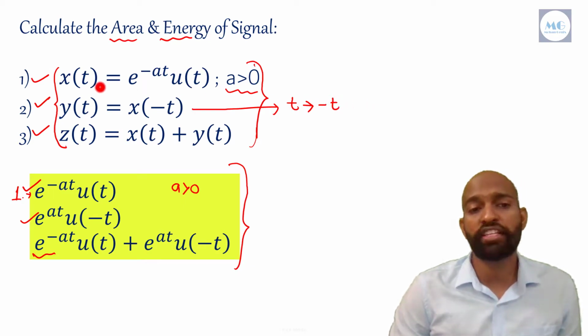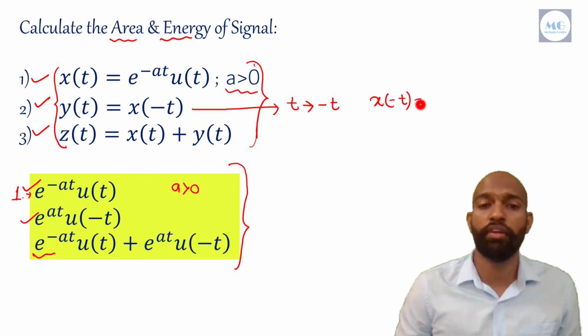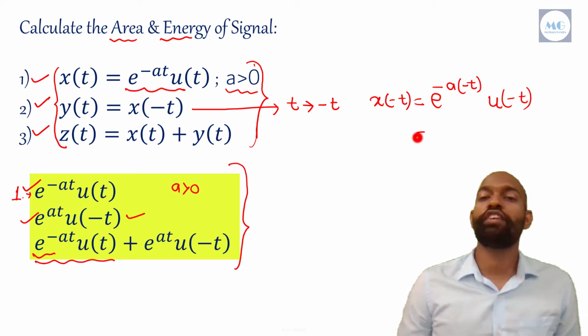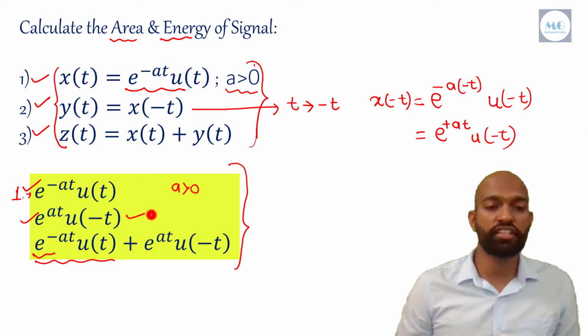So if we replace t with minus t in x(t), then what will we get? X of minus t will be e to the power minus a, in place of t, what do we have to write? Minus t. Then u of minus t, which will become e to the power minus a into minus t, that is e to the power plus at, u of minus t, which is the same as this.